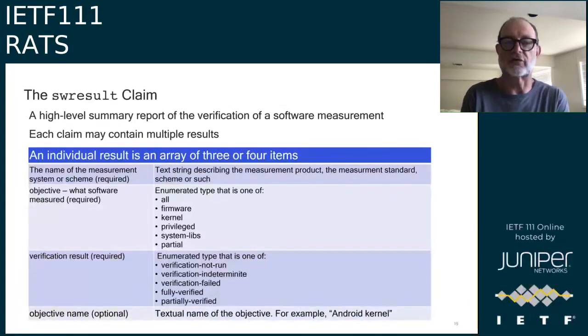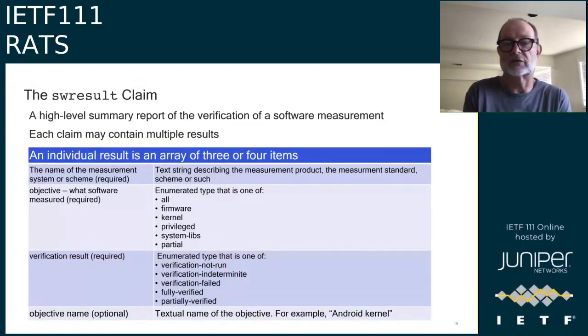One is what was enumerated. So was everything in the submodule or the device enumerated? Was it partial, or do we know enough to say, well, it was just a firmware, it was just a kernel, it was just a privileged software? Mostly, I think it would either be all or partial, with the other ones being just used in rare cases.